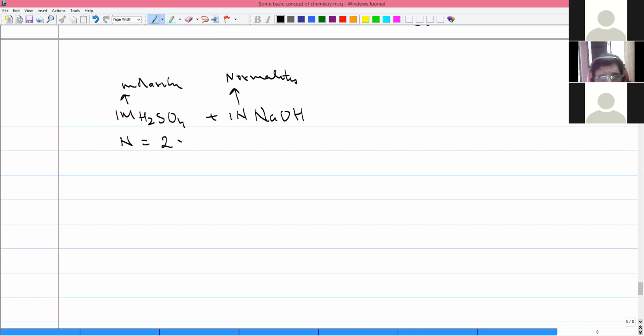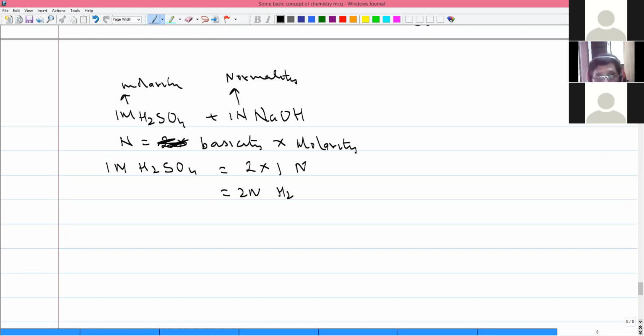Normality is equal to basicity into molarity. So for H2SO4, one molar H2SO4 is equal to 2 into 1 normality. That means 2 normal H2SO4. So 1 molar H2SO4 is equal to 2 normal H2SO4.